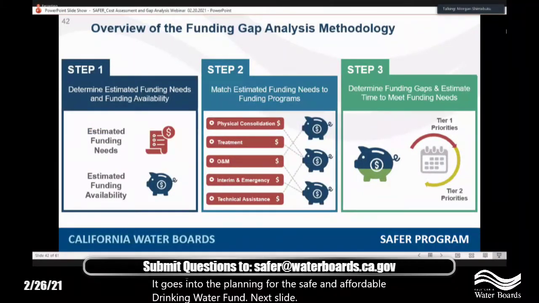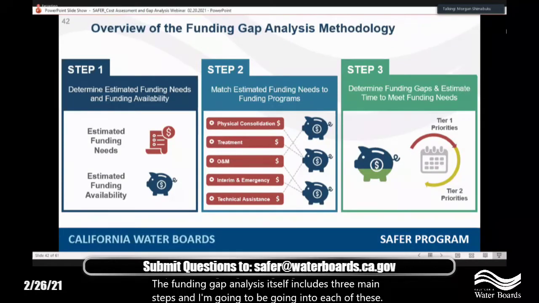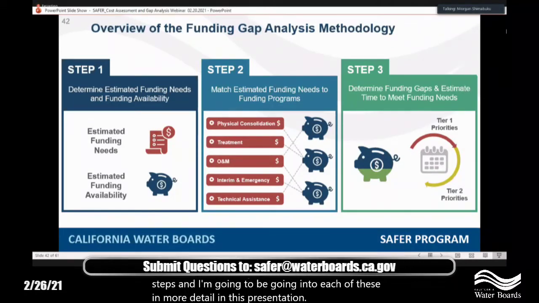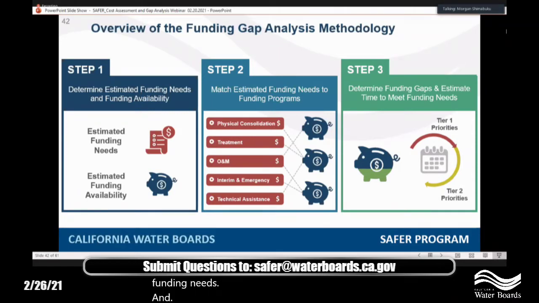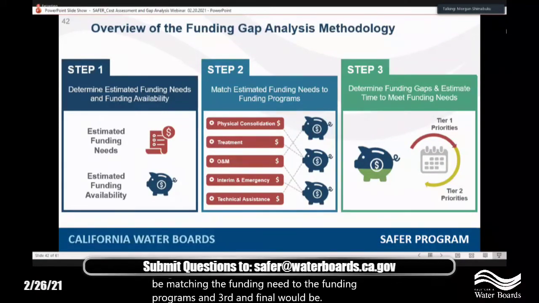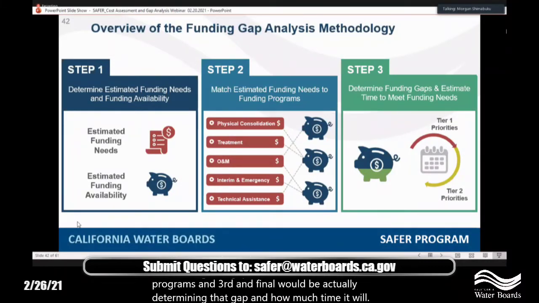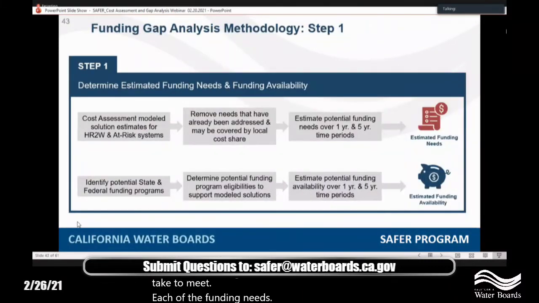The funding gap analysis itself includes 3 main steps, and I'm going to be going into each of these in more detail in this presentation, but as an overview, the first is determining the estimated funding needs and funding availability. The second would be matching the funding need to the funding programs. And third and final would be actually determining that gap and how much time it will take to meet each of the funding needs. Next slide.